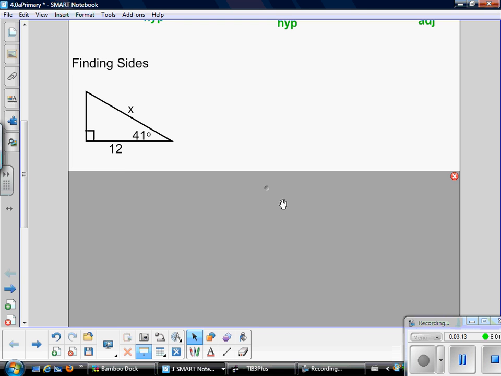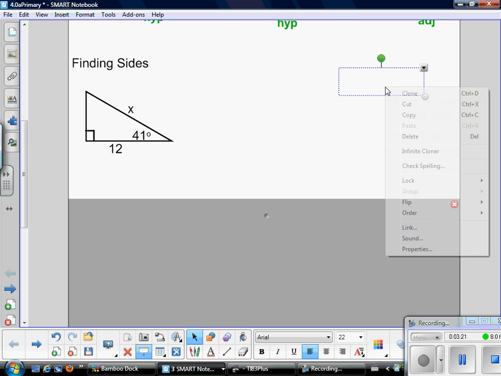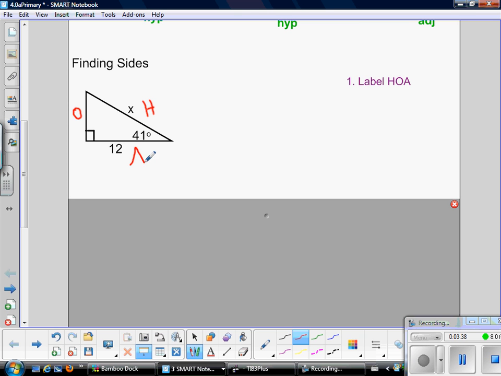All right, so finding sides. So we're going to do one with finding sides first. Okay, first of all, what you need to do is get it to show up. The first step is to label HOA. Okay, so in my question here, if I do that, hypotenuse, opposite, adjacent, no problem.